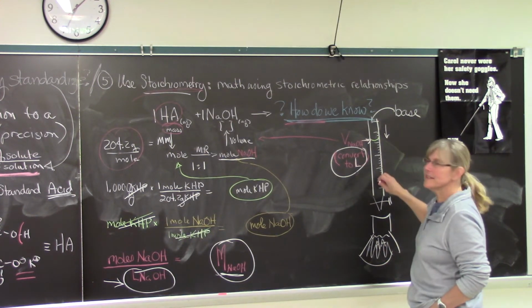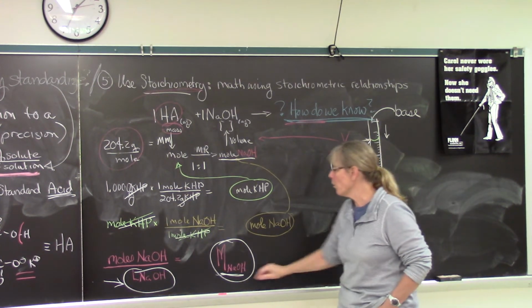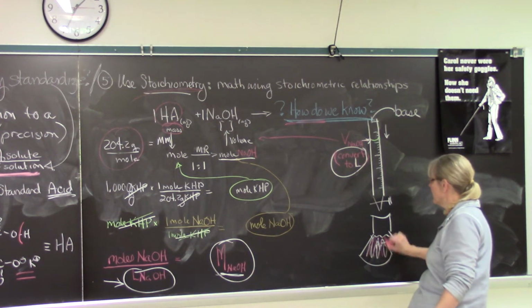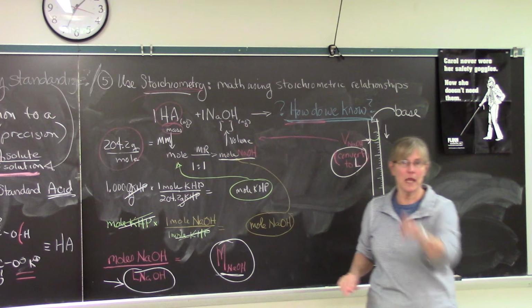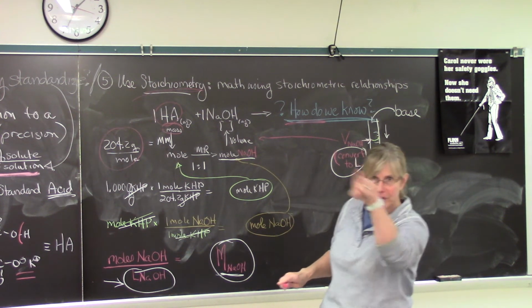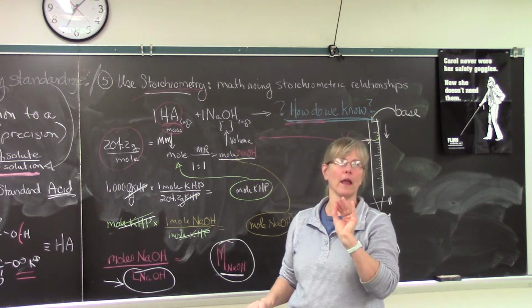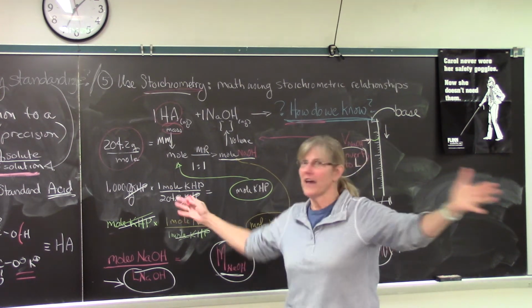And you're going to add this colorless base, more and more and more, and boom, you've hit the equivalence point, and all of a sudden, it's pale pink. It better not be fuchsia. If it's fuchsia, you're starting over. Pale, pale, pale pink. If it's fuchsia, you've added too much base.